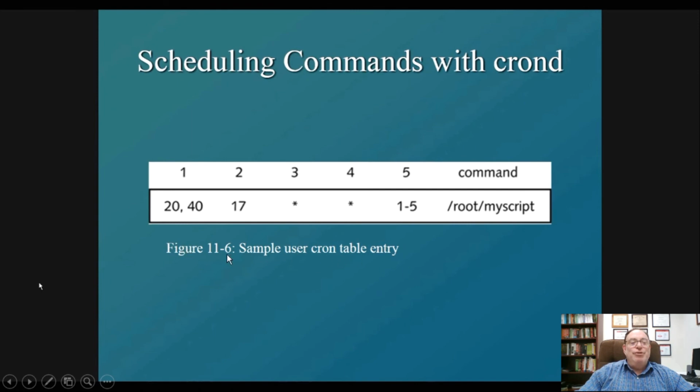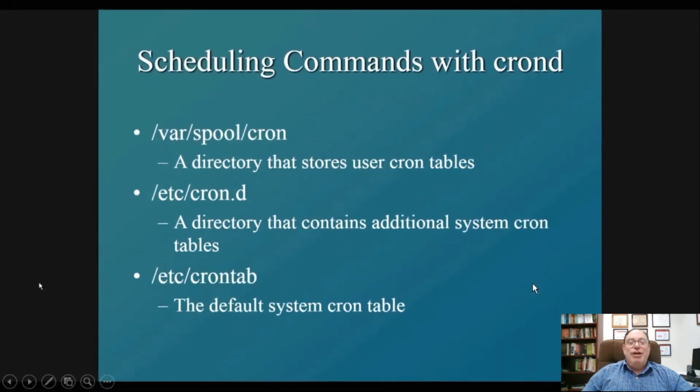The cron table entry would be 40 in field 1, 17, then you have a couple of asterisks, and then 1 through 5, because you basically want to run it on weekdays here. So that's what your cron table entry would look like. So these are the parameters of when to run it. This would be the command you're actually running right here.